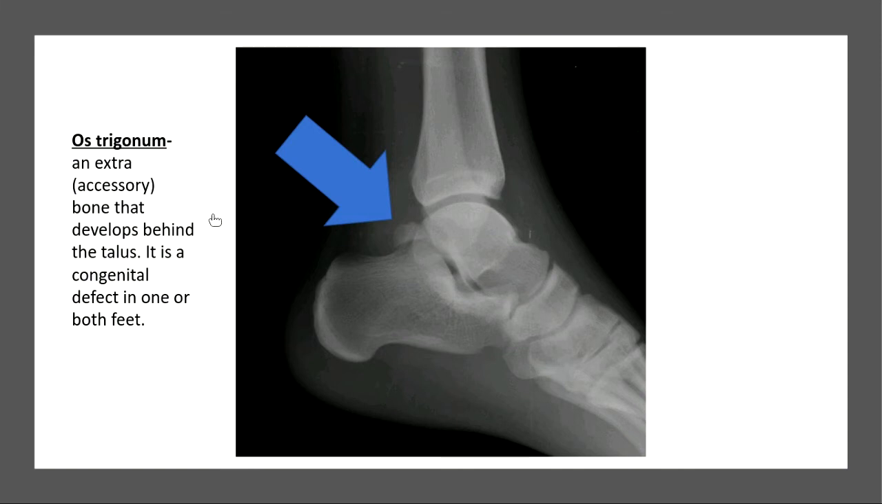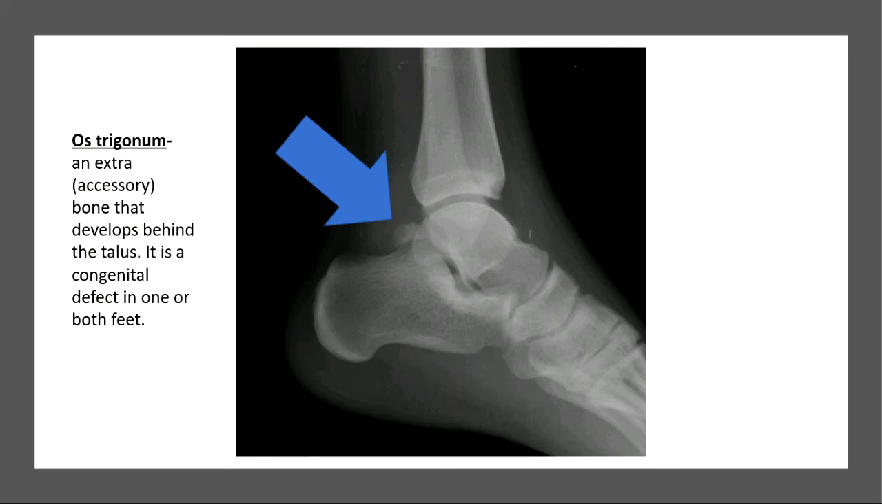So sometimes if you were to see this, the radiologist might call for the opposite lateral ankle just to see if it ends up being in both feet or in one foot. Nothing to cause concern or alarm. It's just an incidental finding. But if you ever happen to see one of those on an image that you take, just know that it's not anything abnormal. It's just a congenital defect. And again, os trigonum.